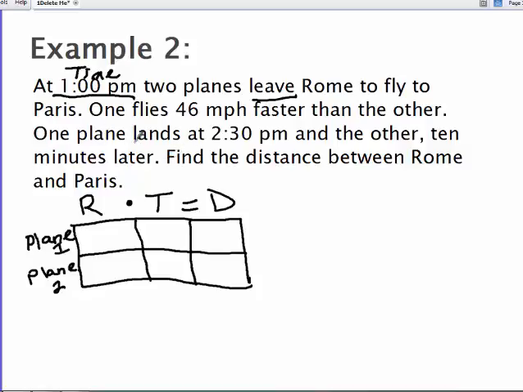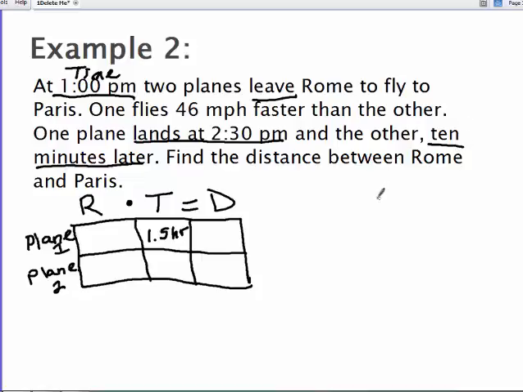Well, right here it says one plane lands at 2:30 and the other 10 minutes later. So if they left at 1 and are arriving at 2:30, the first plane traveled for 1.5 hours. And you can write this as 3/2 or keep it as an exact decimal here. Now the other plane is a little more complicated because it's 10 minutes later. So that's actually going to be 1 hour and 40 minutes because they would have landed at 2:40 instead of 2:30.